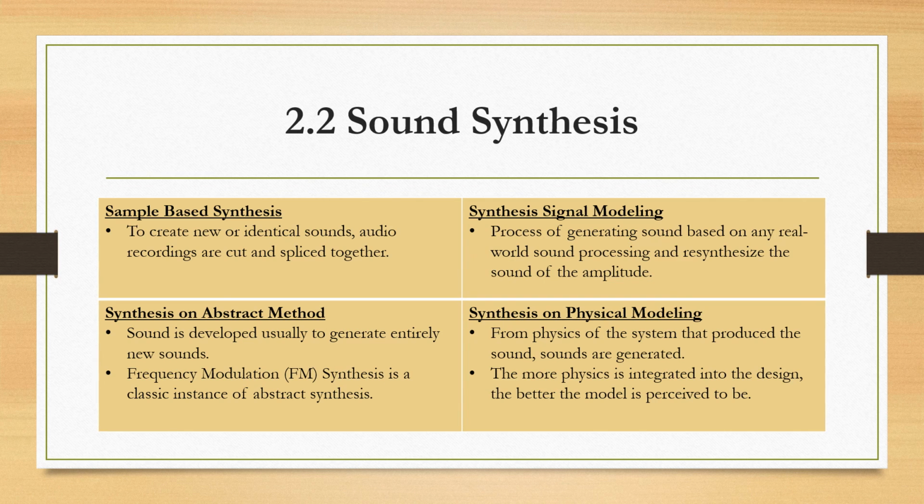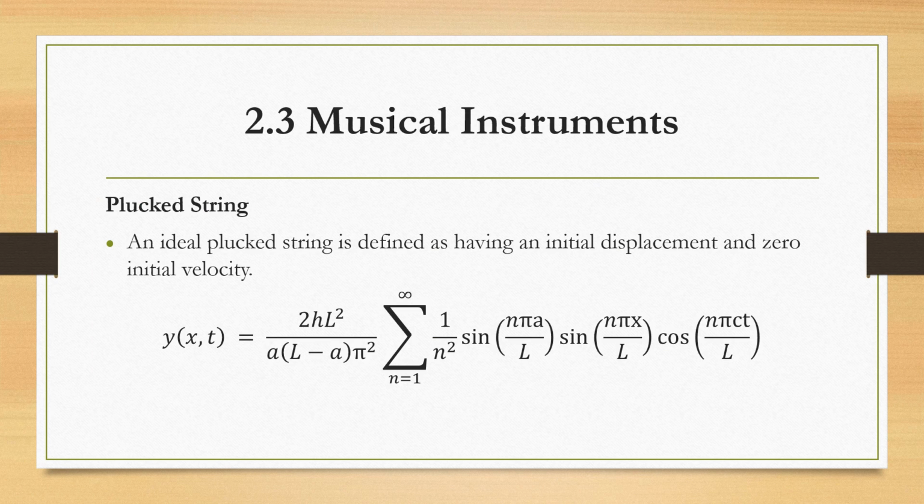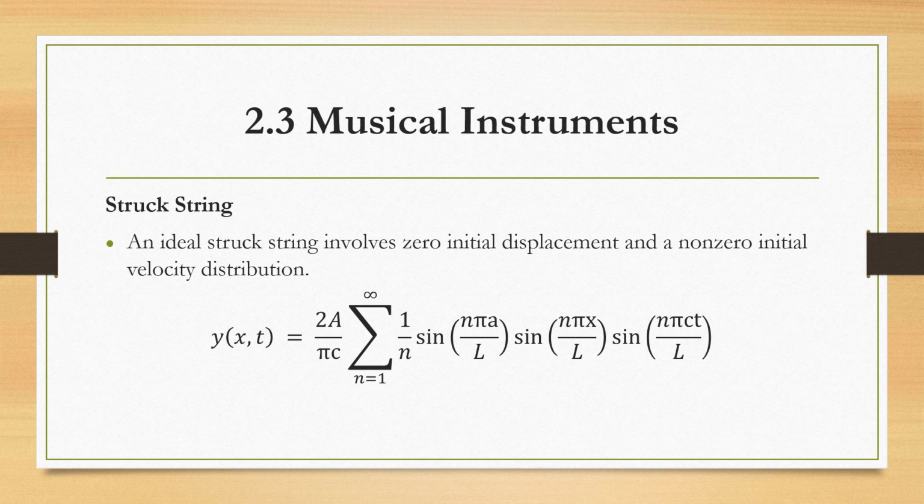Like I said in the introduction, the sound synthesis is categorized into four, which are sample based synthesis, synthesis on abstract method, synthesis signal modeling, and synthesis on physical modeling. For the musical instruments, I chose the plucked string and the struck string. So this is the general equation for the plucked string. And the second one is about the struck string. So this is the general solution for the struck string.